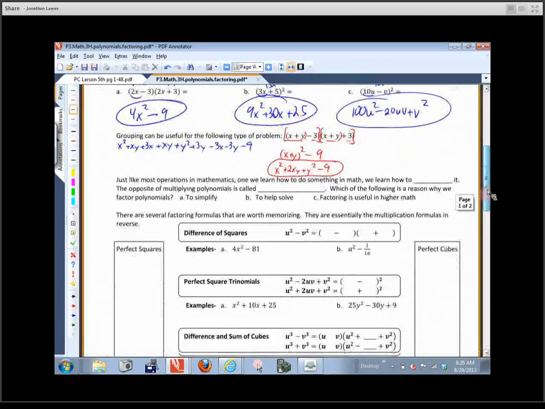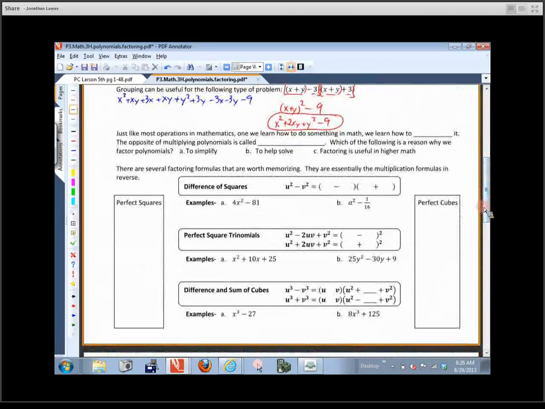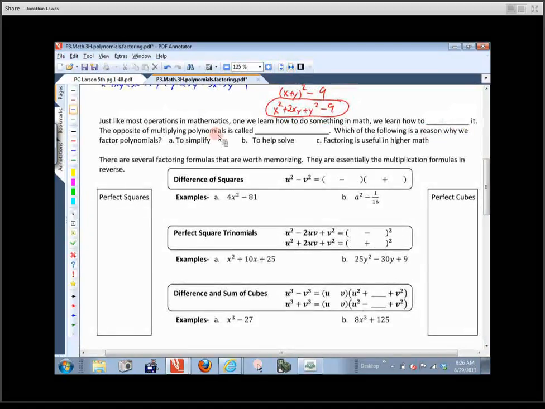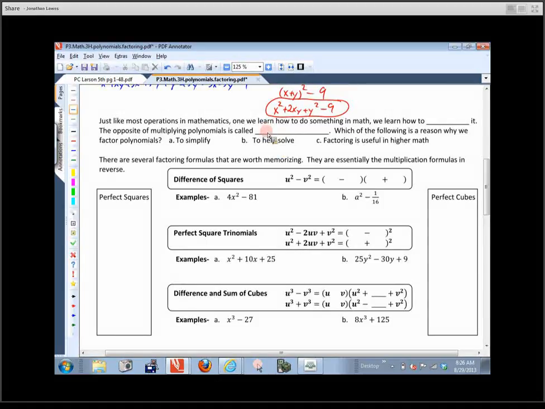Okay, all right. Just like with most things in math, once we learn how to do something, we're going to learn how to undo it. So the opposite of multiplying polynomials is called, anybody? Factoring. Very good. Thank you, Tony. Okay, it's called factoring.